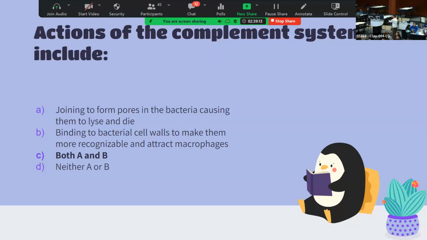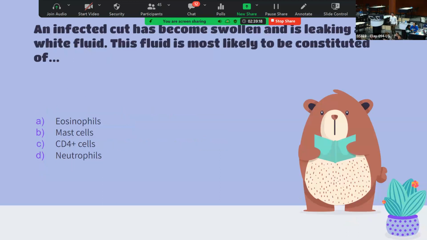Okay. So an infected cut has become swollen and is leaking a white fluid. The fluid is most likely constituted of neutrophils. That's good because they are the first and main phagocytic cells that die once they eat too much.